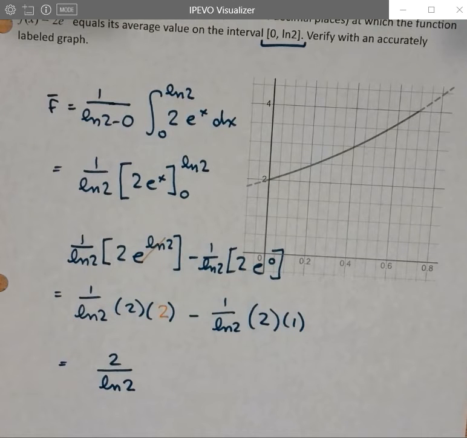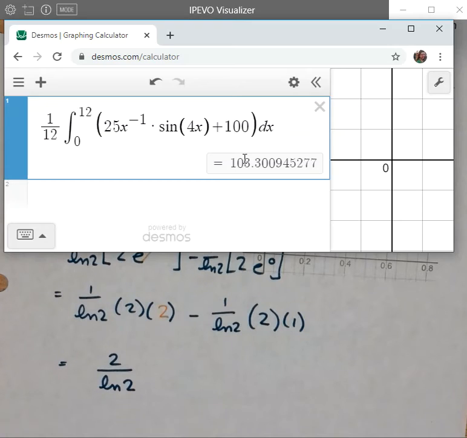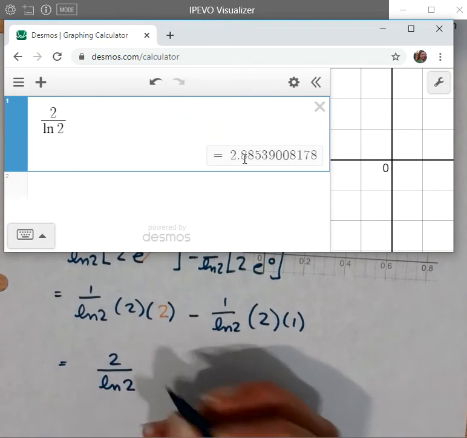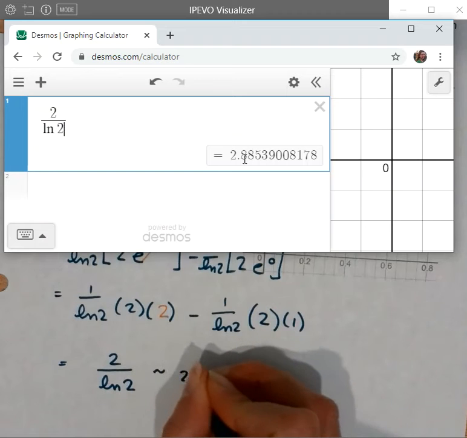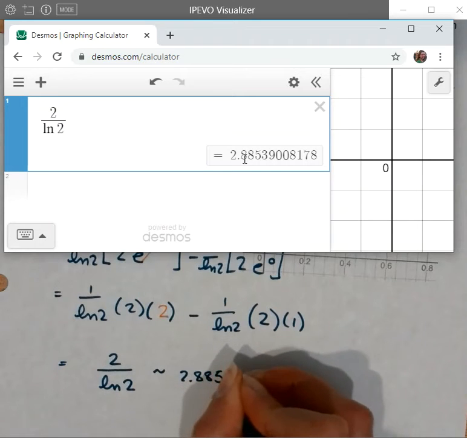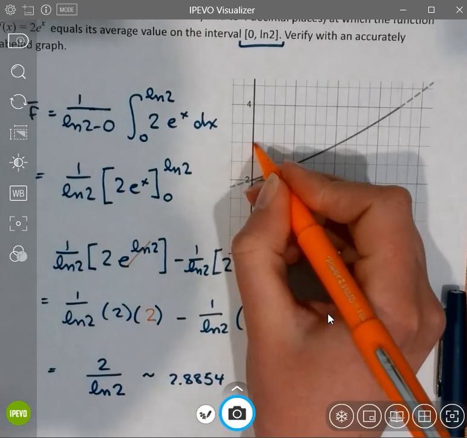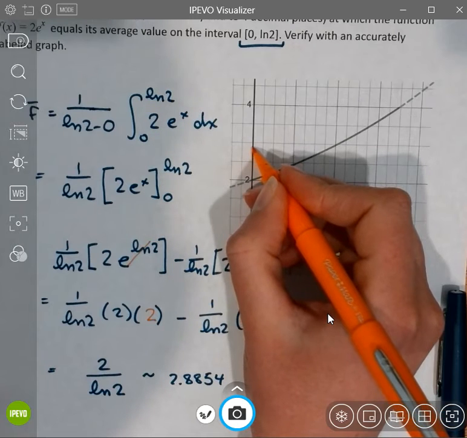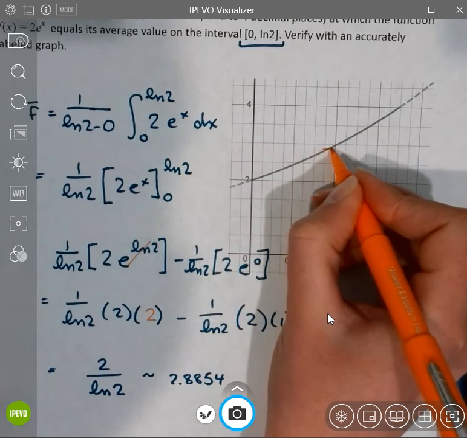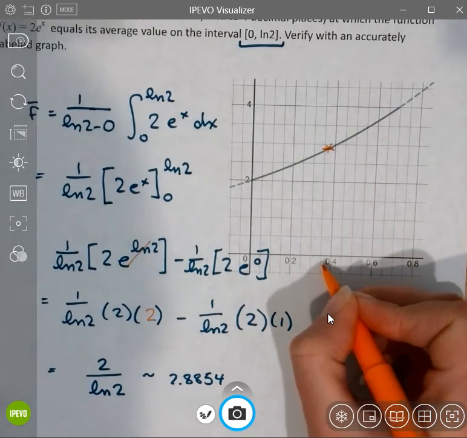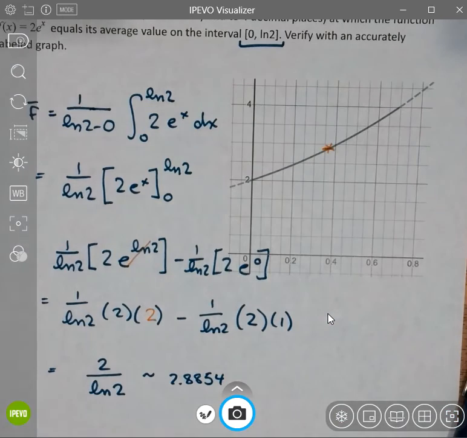We also want its decimal value, and then we also want to know the point. I don't have the point yet; I'm going to get that in a second. Let's get the decimal value for 2 over the natural log of 2. This is approximately 2.8854. On our graph, this is 2, 3, so 2.5, 2.8, about here, say. And hopefully the x value of the point is going to be below 0.4, but close to 0.4 once we find it. That's what it appears graphically up here.